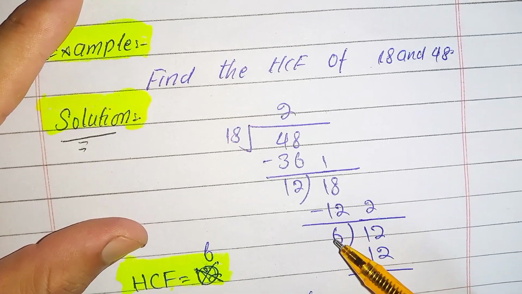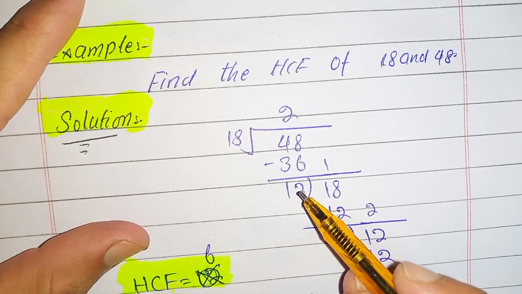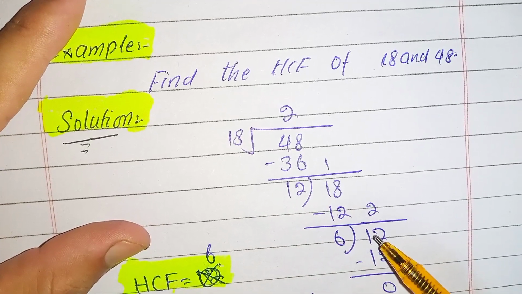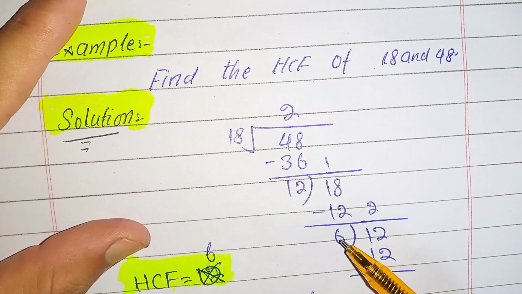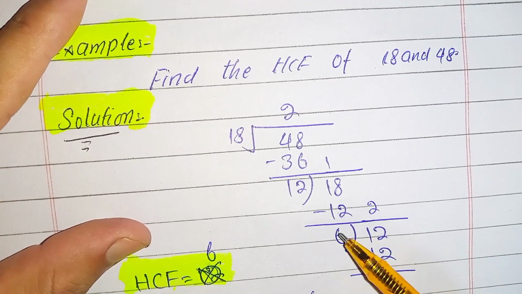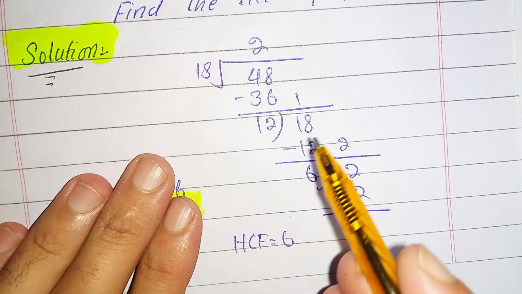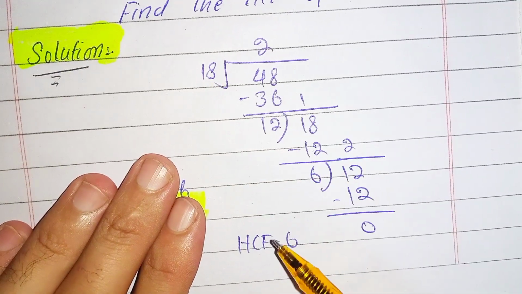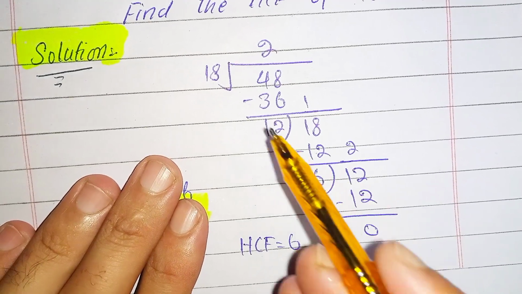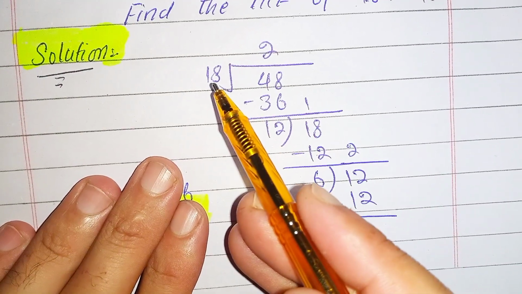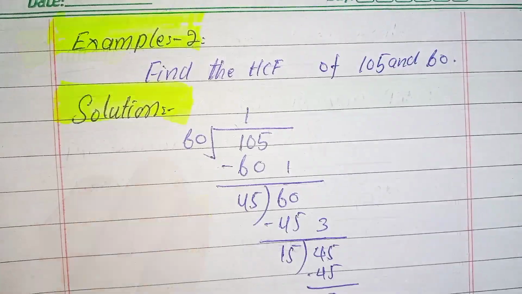Now this is the remainder of the second step and 12 is the divisor of the second step. So we will bring 12 here and divide 12 by the remainder of the second step. Now how many times does 6 go into 12? 6 times 2 is 12, the remainder is 0, right? So the HCF of 18 and 48 is 6, because 6 is the last divisor for the division of 48 and 18.